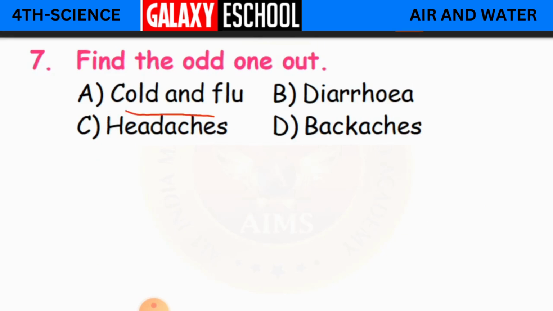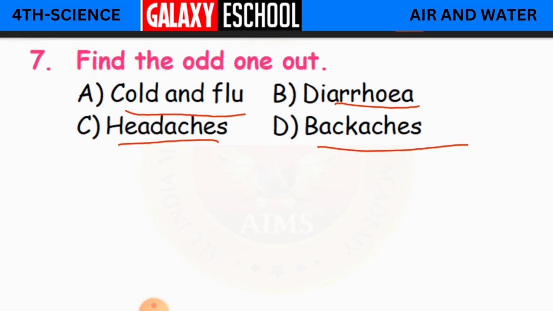Again here: cold and flu, diarrhea, headaches and backaches. Cold and flu are illnesses. When you get cold and flu, you will have body pains, you feel like a fever and all that. Diarrhea is nothing but vomiting and motions. Headache, when you have pain in your head, we call it headache. Backache, again, is pain in the back.